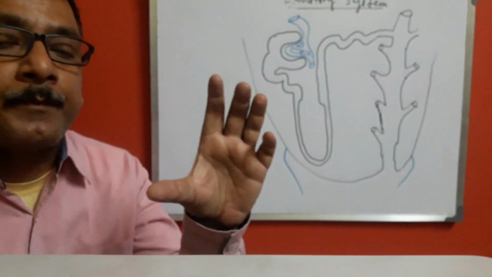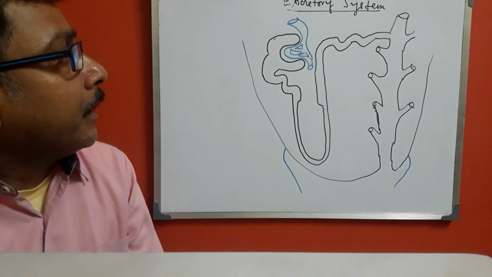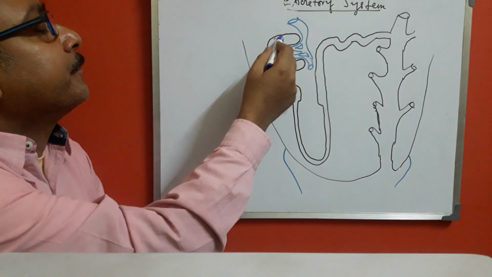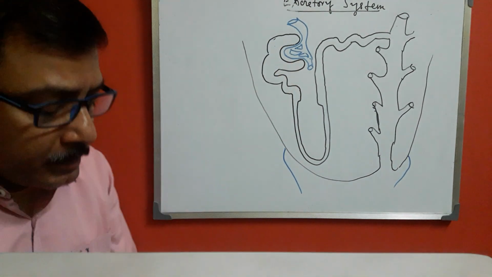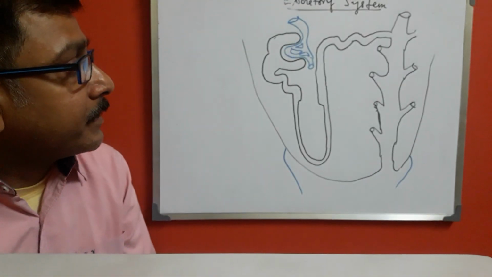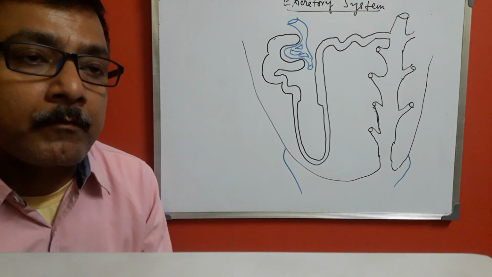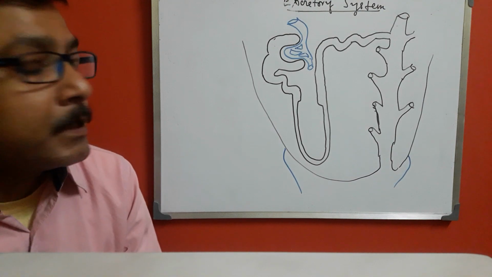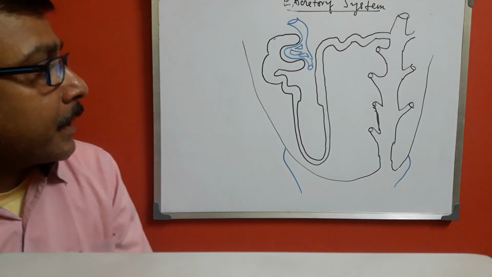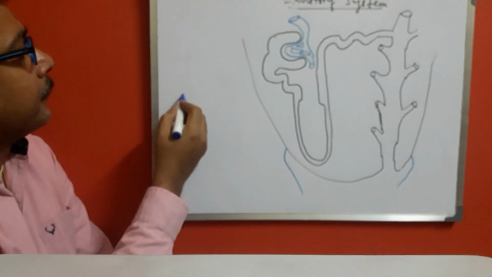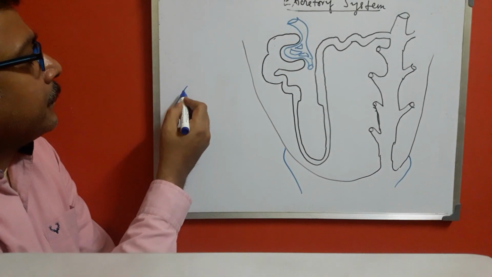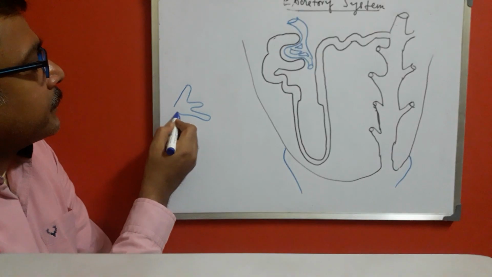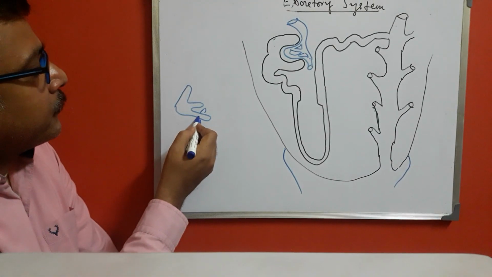Bowman capsule is a cup-shaped structure, and it has two layers, visceral layer and parietal layer. This is the visceral layer and this is the parietal layer, and the space within it is called the Bowman space. The visceral layer cells are somewhat different. They are called the podocytes, and the podocytes have a structure like pseudopodia, interdigitated with each other.